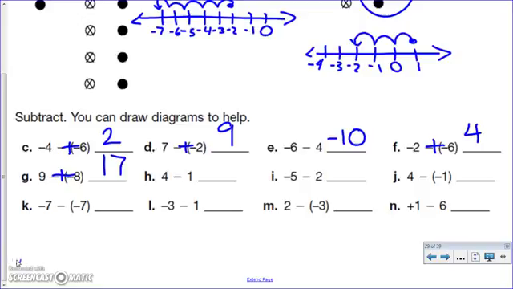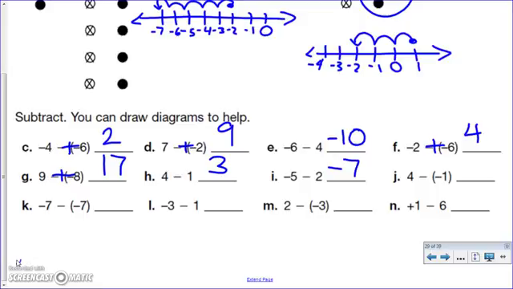H is just a straightforward subtraction problem. 4 minus 1 is 3. For I, we have -5 minus 2. So we're starting already at -5 on the number line, and we're going 2 more places to the left. So it becomes -7. Okay. And if you notice on the ones where it's subtracting a positive number, like this one, -5 minus 2, which is a +2, you add the two numbers together, and then you put the negative sign on front. That's just another way of looking at it.